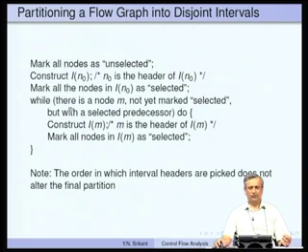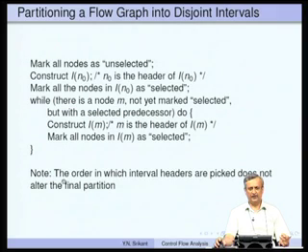Now, how to pick the next header? While there is a node m not yet marked selected, but with a selected predecessor, it is not necessary that all its predecessors are selected. If it were that way, then we would have inserted it into the previous interval itself. Any one of the predecessors may be selected, that is sufficient. So, use that as the next header and construct I(m). So, m is the header of this interval I(m). Mark all the nodes in I(m) as selected and we keep repeating this until all the nodes in the flow graph are visited.